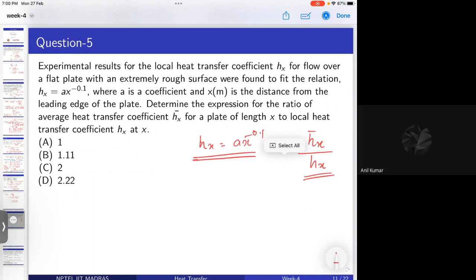I am able to solve it, but I am not getting the correct option. Okay, I will solve.